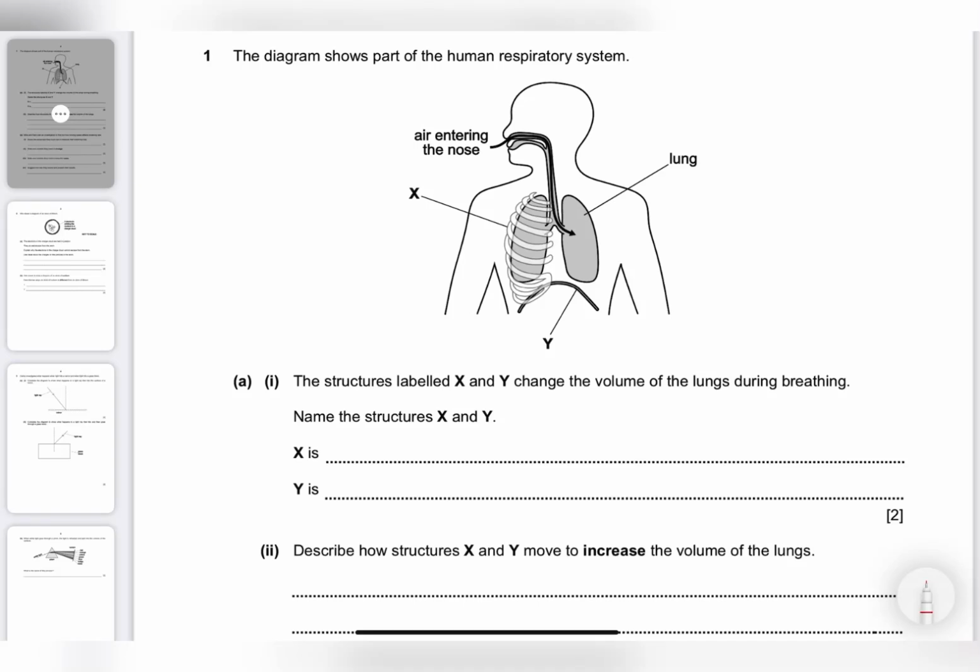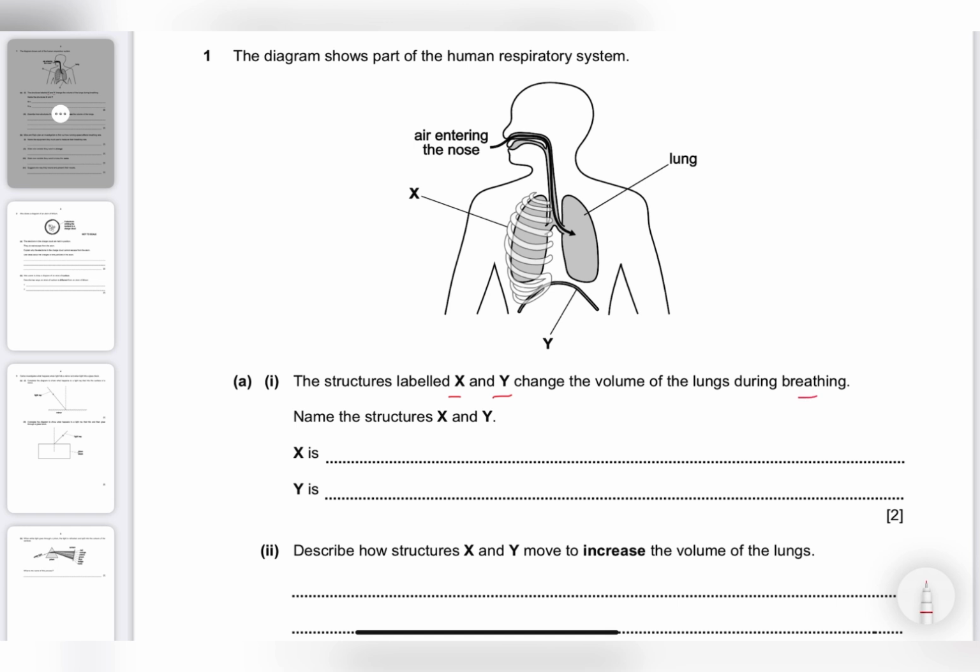Let's start from the first question. The first question says the diagram shows part of human respiratory system. The structures labeled X and Y change the volume of lungs during breathing. So we have to name the structures.